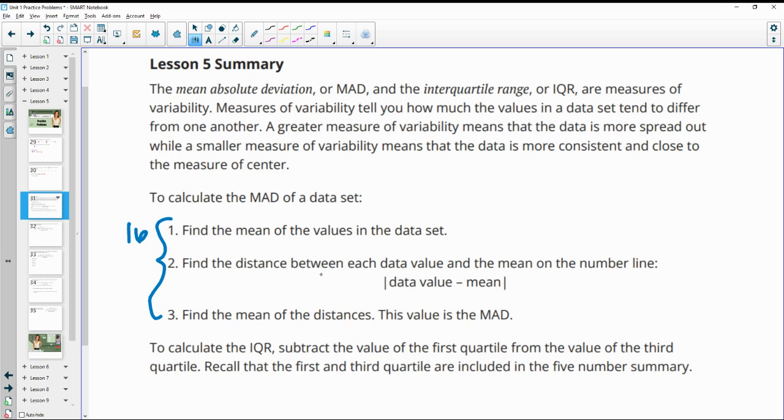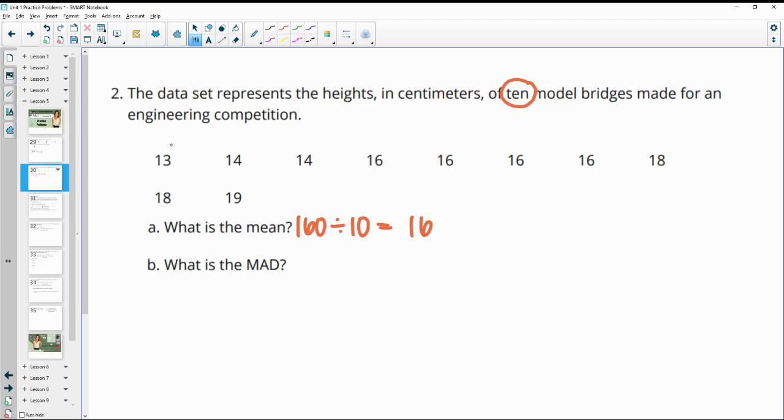Then it wants us to find the distance from each data point to the mean and do the absolute value of it. So how far is it from it on the number line? So let's do that here. What we're looking at is how far away each of these data points is from 16. And you can actually subtract and do absolute value in your calculator. Remember, you don't want any negative numbers here because absolute value gives us back a positive.